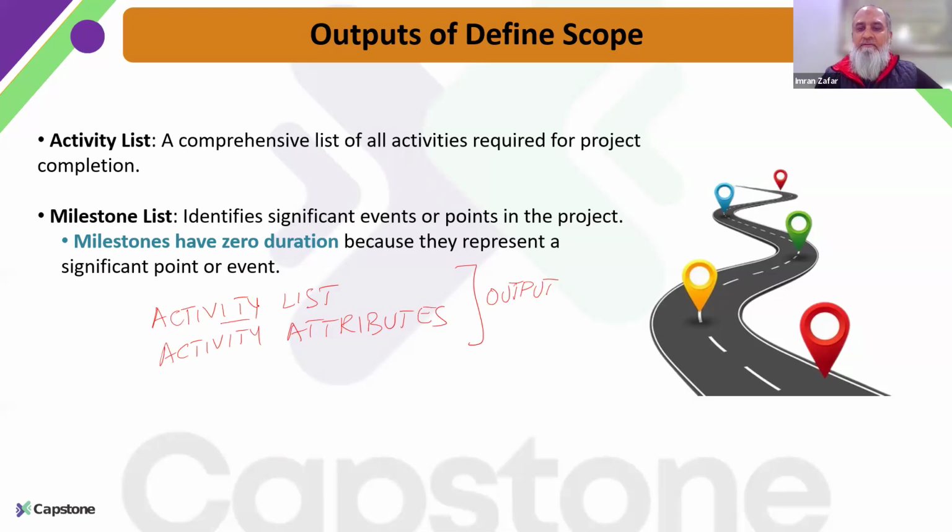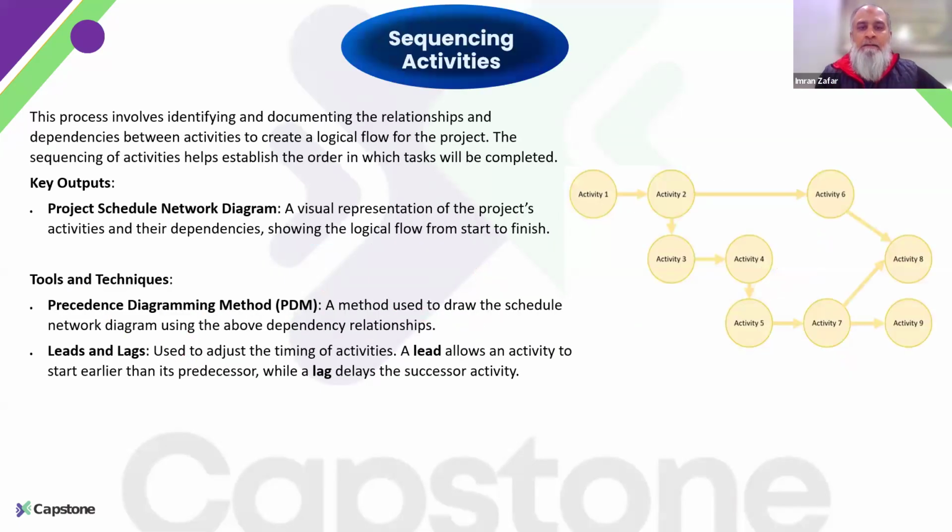And once we have the activities and go to the work package level, we can decide what different milestones there can be for our project. For milestones, we also need to remember that a milestone is a significant point in time in the project, and it has zero duration because there is no activity being done there. It is just a combination of activities that gives us some important output. So once we have the activity list and we know the activity attributes, we can start sequencing those activities.